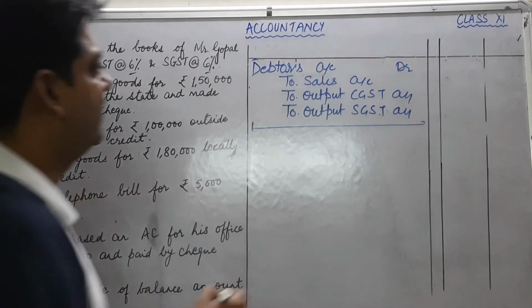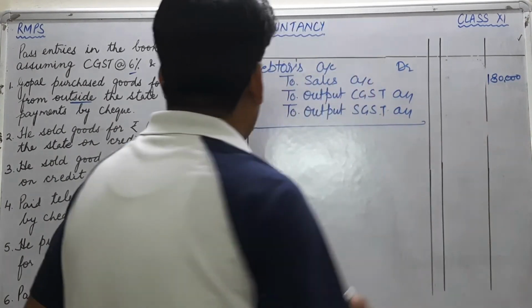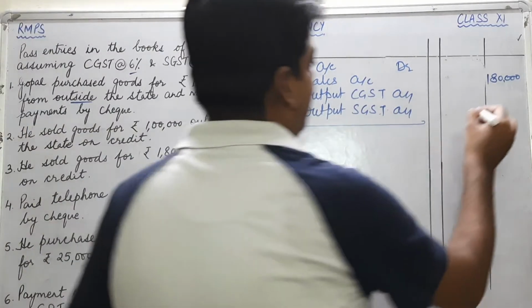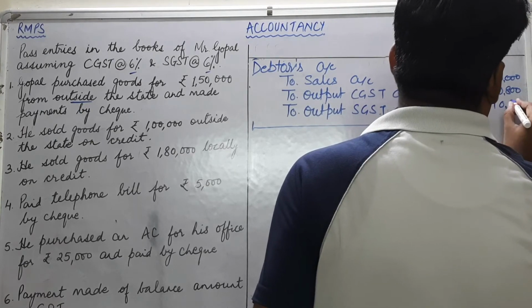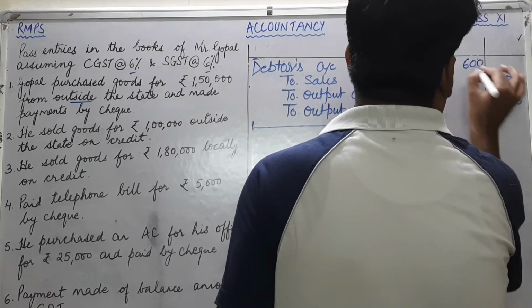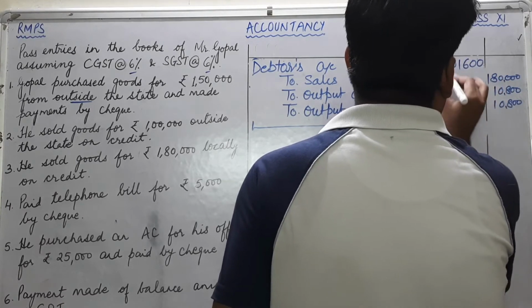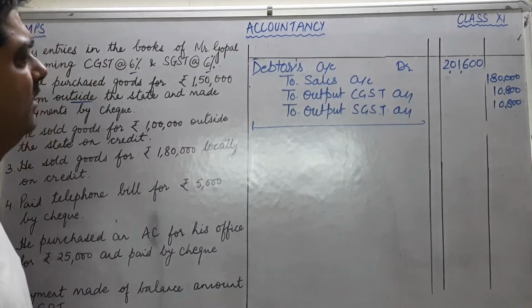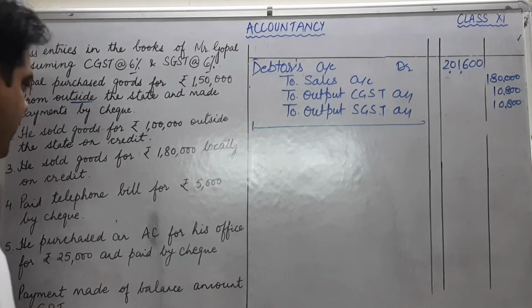Selling price is 1,80,000. 6% on 1,80,000 will be 10,800 and 10,800. Total will be 2,01,600. See next, pay telephone bill for 5,000 by check.